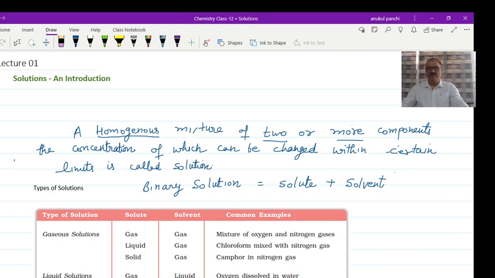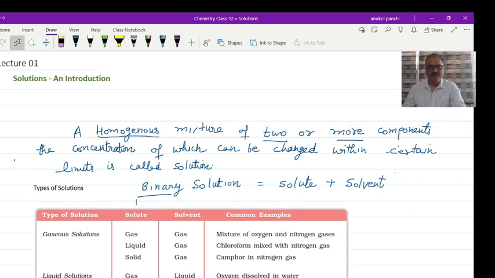A solution having only two components is called a binary solution. When there are three components, that will be a ternary solution. Four components, quaternary, similarly. But in this unit, for numerical purposes, mostly we will be given a solution having two components, that is a binary solution. Now let us discuss the types of solutions.